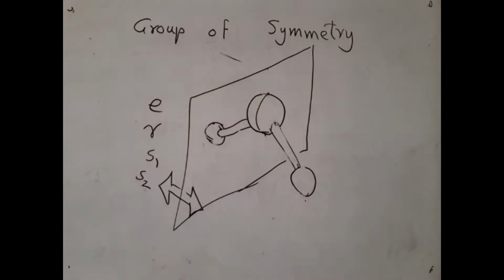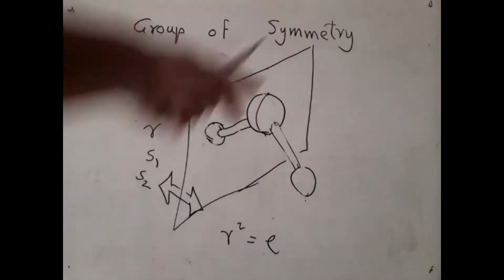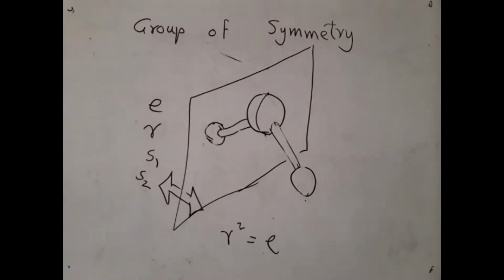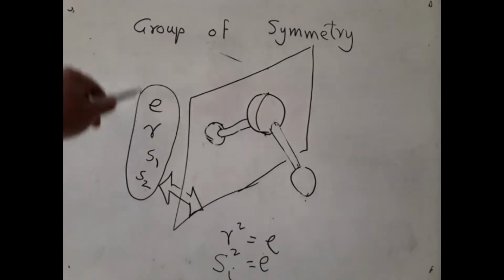And you can easily convince yourself that these are all the things that are there. So if you combine any of these things, you are bound to get back one of these 4. For example, I can easily see that R square is actually identity. You rotate twice, 180 degrees, then you get back to the original position. Similarly, for both S1 and S2, if you take their square, it will be the identity, and you can work out the rest. So the group of symmetry of the water molecule consists of these 4 different elements.